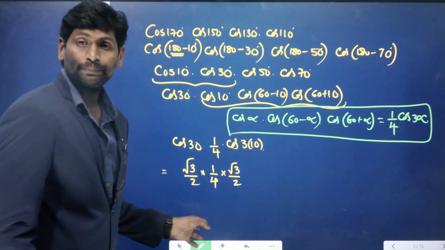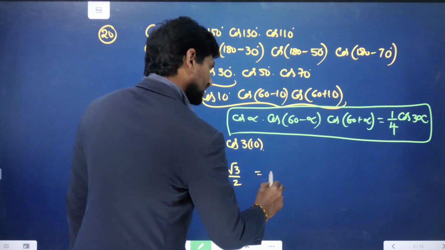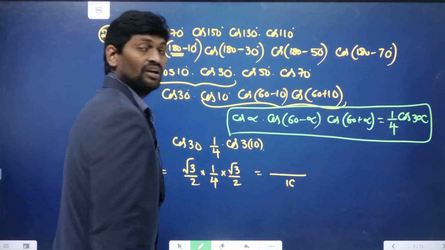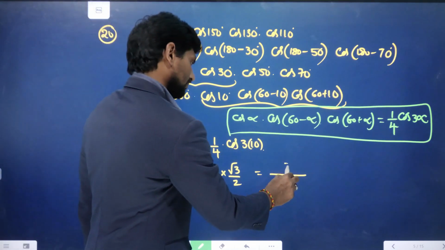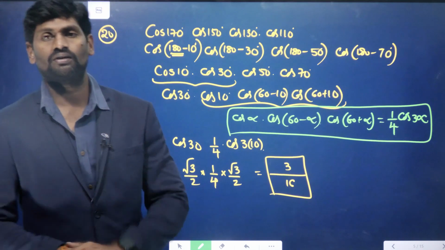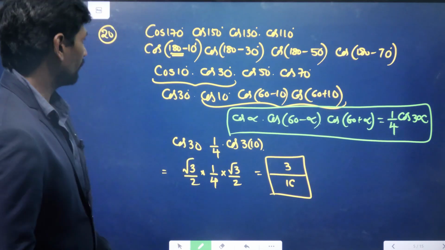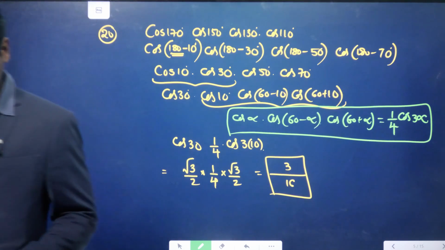So multiply the denominators. 2 4s are 8, 8 2s are 16. So we are getting the denominator as 16, and the numerator root 3 into root 3 is 3. 3 ones are 3. So 3 by 16 is our required answer. Please check this one.